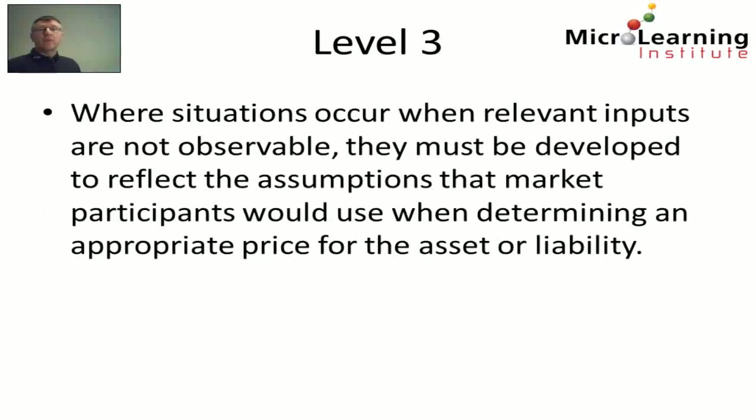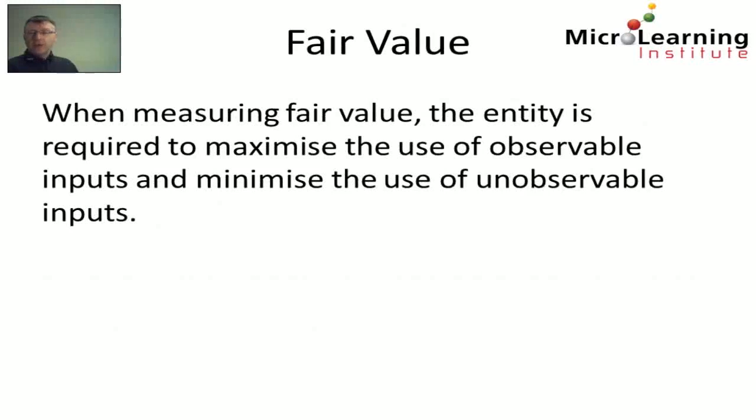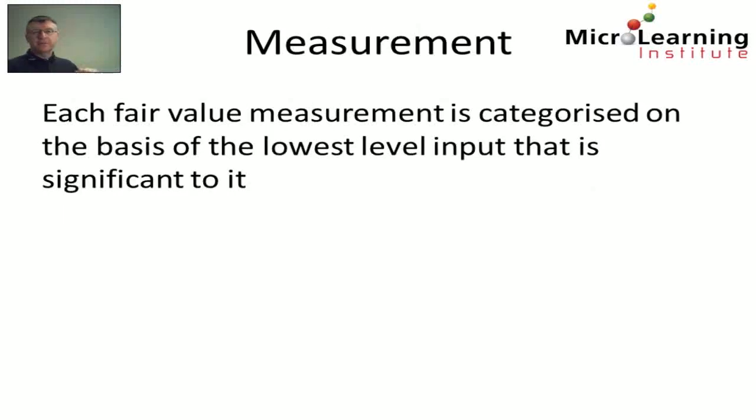Level 3 then is where situations occur when relevant inputs are not observable. They must be developed to reflect the assumptions that market participants would use when determining an appropriate price for the asset or liability. Level 3 inputs are unobservable, which should be used to a minimum. When measuring fair value, the entity is required to maximize the use of observable inputs and minimize the use of unobservable inputs.